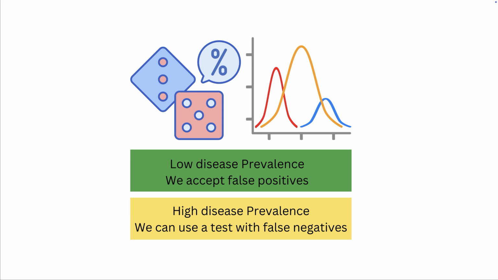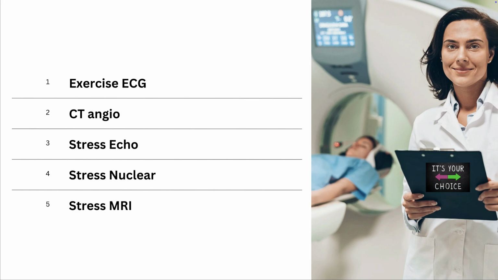So in situations where the disease prevalence or the disease likelihood is low, we tend to go for tests that can give us some false positive results, like the coronary CT scan. But when the disease prevalence or the disease likelihood is on the higher side, then we go for functional tests because they can have some false negative results, and these false negatives will be reduced in the populations where the disease prevalence is high. Let's start with exercise test.